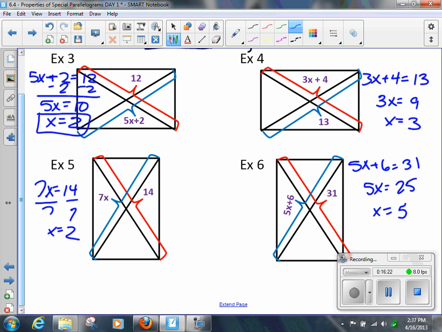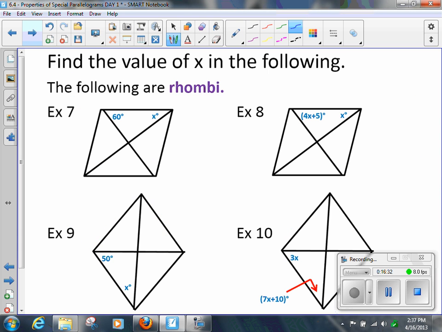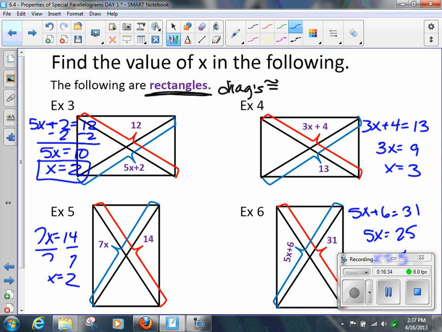Diagonals do what in a rectangle? They bisect each other and they're congruent. Okay? You got to know that. Just out of curiosity, if this whole thing is 14 right here, what's that piece right there? Listen at you. All right.